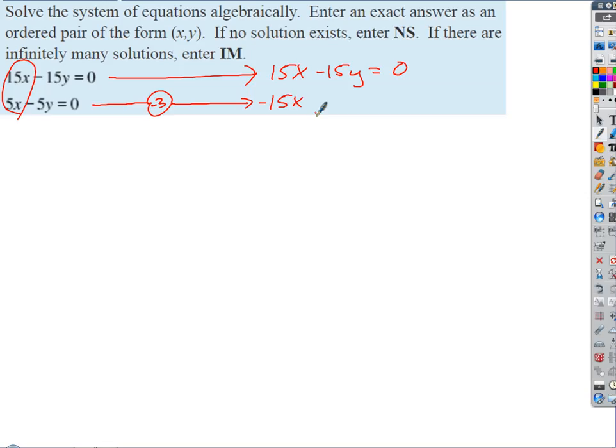-15x plus 15y equals 0. And now notice what happens when we add those two equations together. The x's cancel and the y's cancel, so we get the answer 0 equals 0. Well, that is always true. And so that implies that both of these two equations represent the same line. And so there's an infinite number of solutions because all of the points on each line lie on top of the points on the other line.